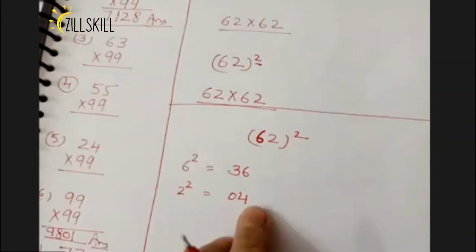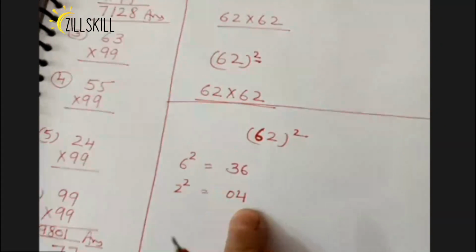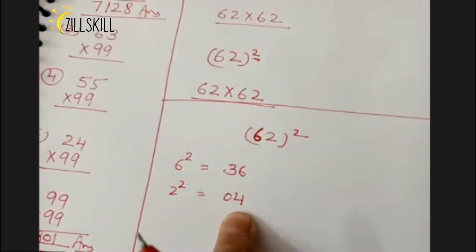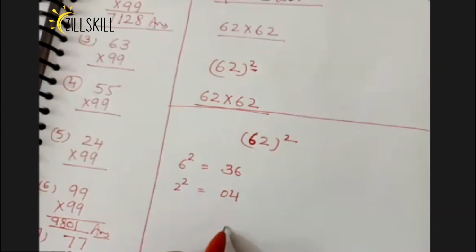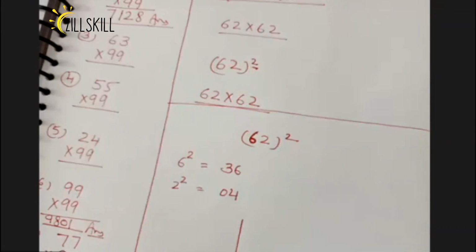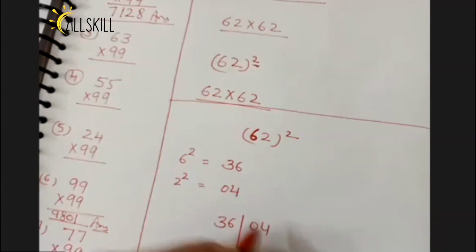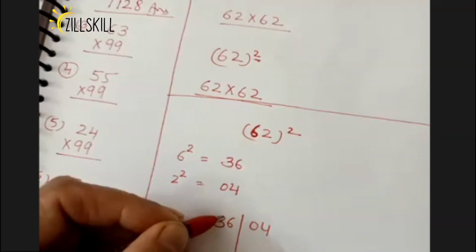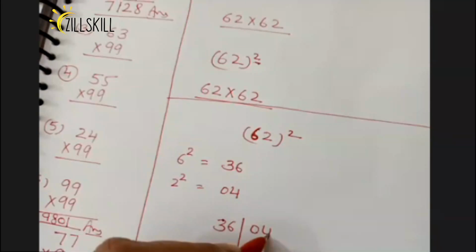We will not keep a single-digit number. We are not putting the single number. We take a 0 also with the single number, right? Then we make a partition: 36 here and 04 here. The first number is 6, so 36 here and 04 here, right?